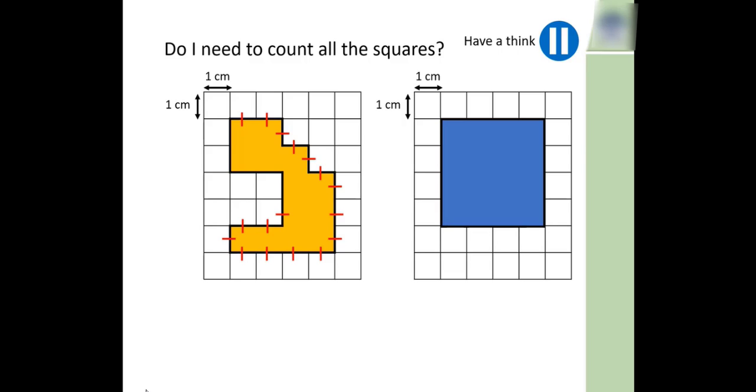Notice I'm making sure that I count every single part. And I found that this shape has the perimeter 22 centimetres.